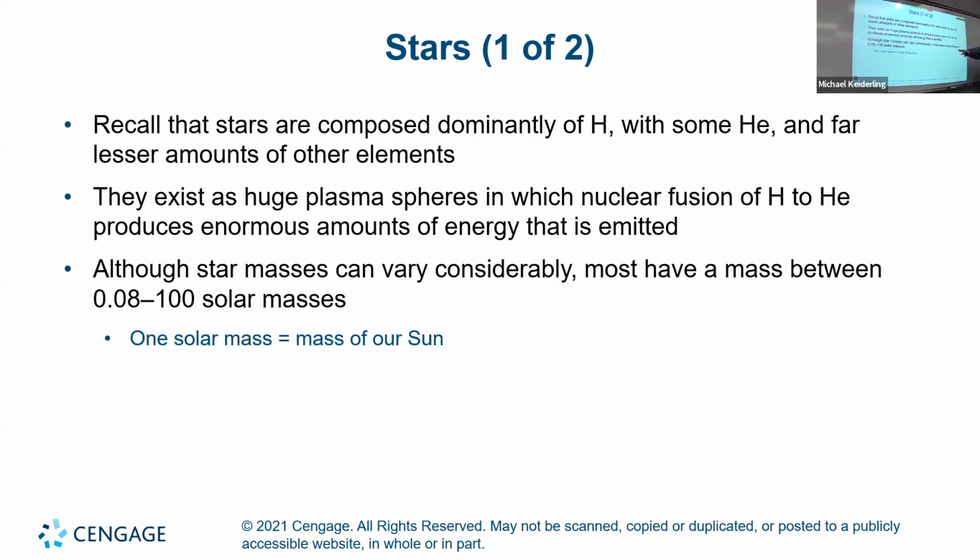0.08 solar masses is the lower limit for stars. If a star is smaller than 0.08 solar masses, it never gets hot enough for fusion to start, and so it is not a star. It's what's technically called a brown dwarf.